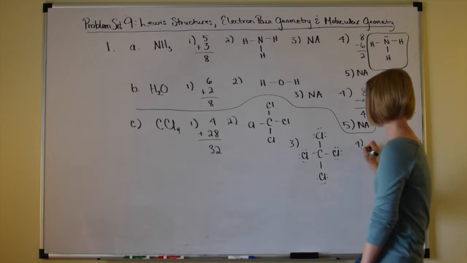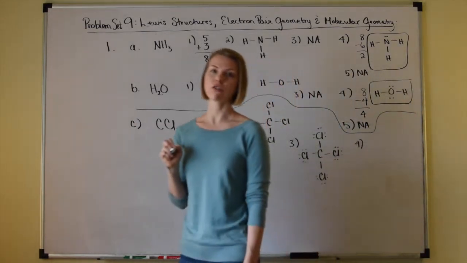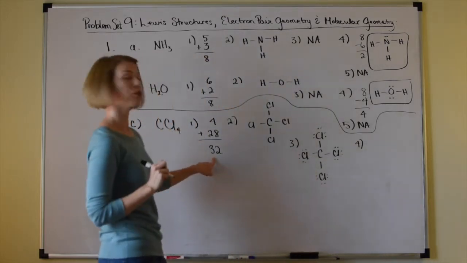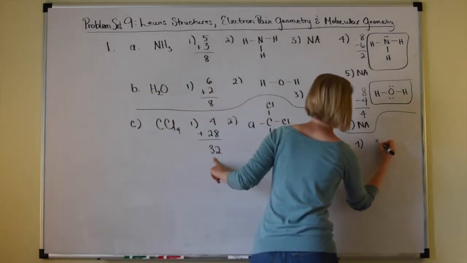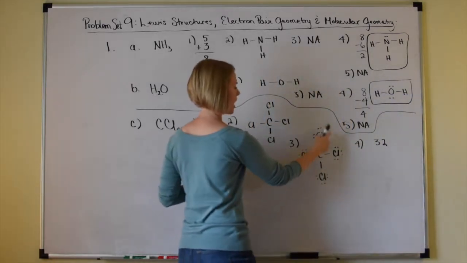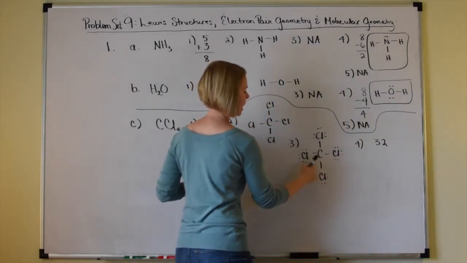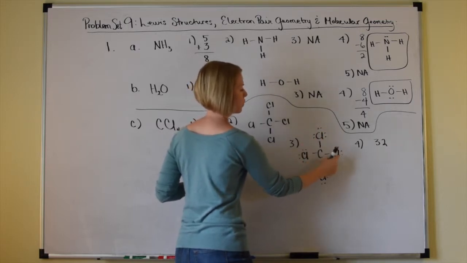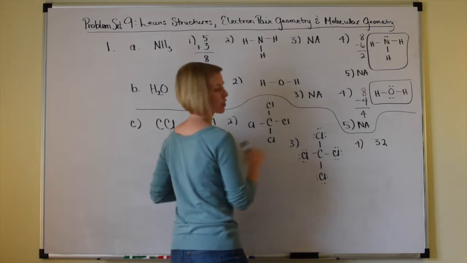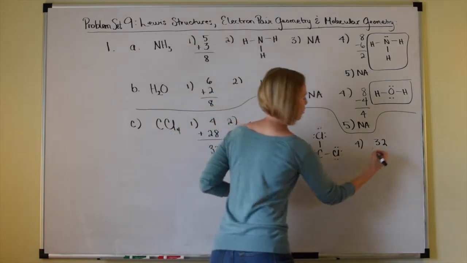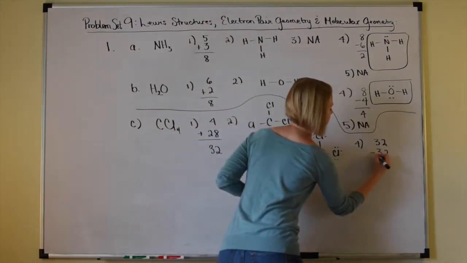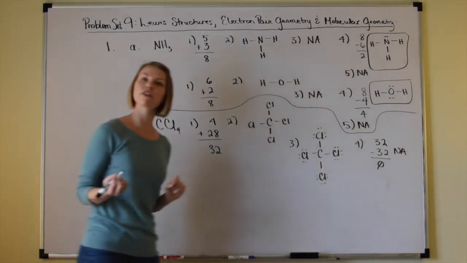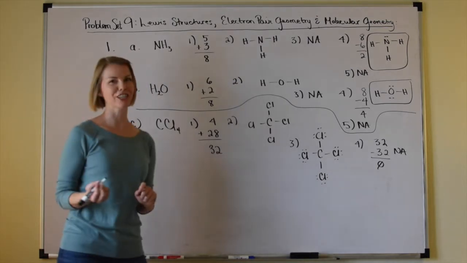Rule number 4, if there are any electrons left over at this point, you're going to put them on your central atom. So we have 32 to work with. We have used up 8, 8, 8, and 8. See, 2, 4, 6, 8, and so on for each atom. So 8 times 4 is 32. We've used them all. We can't do anything for step 4. We don't have any valence electrons left over.